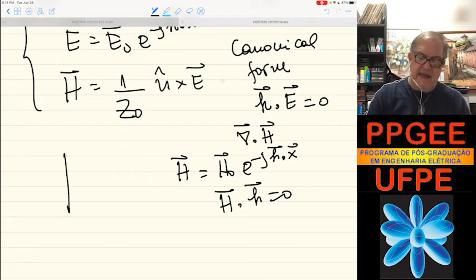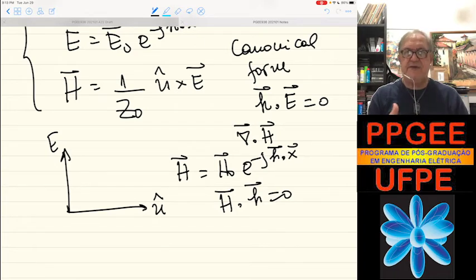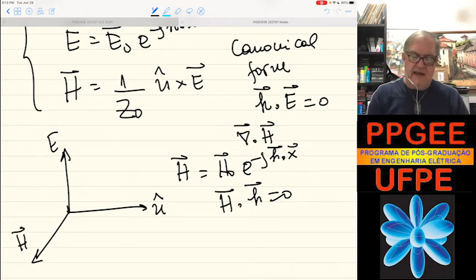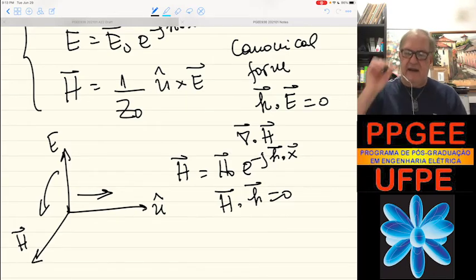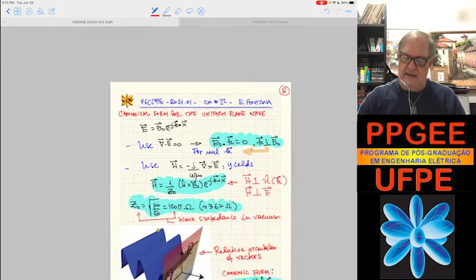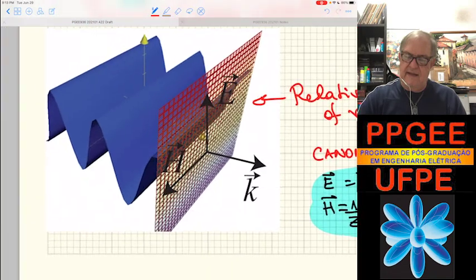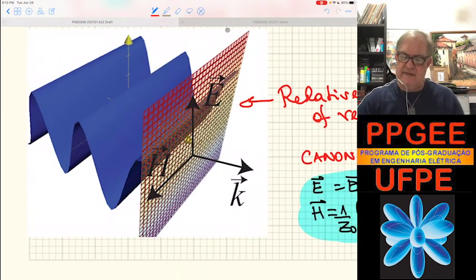So I have an E, right? I have u or k. u cross E gives the H direction. It's going to be something like this. And E cross H gives the direction of u, right? Because it gives the direction of u. So that's the relative way that these waves behave.